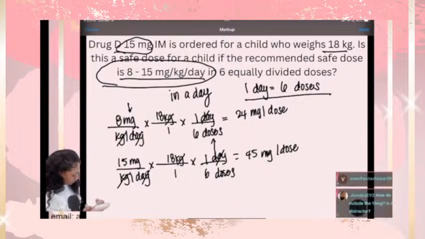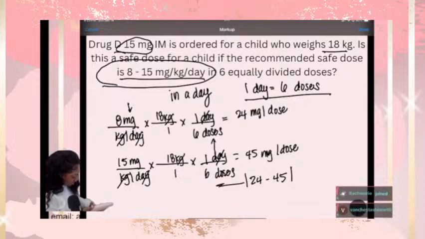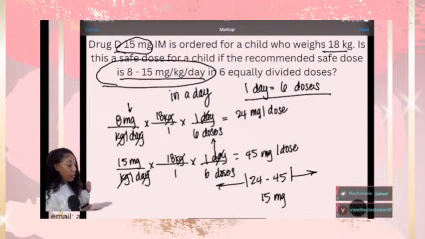So 24 through 45 is the green zone. Anything below or above is the red zone. That's not safe. So if they tell you to give 15 milligrams, is that in the green zone or the red zone? Is it safe or not safe?